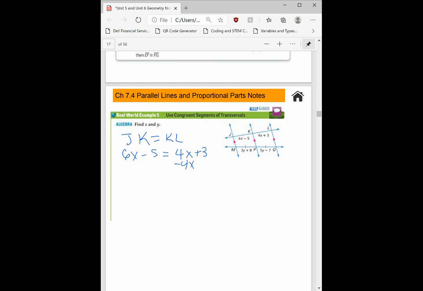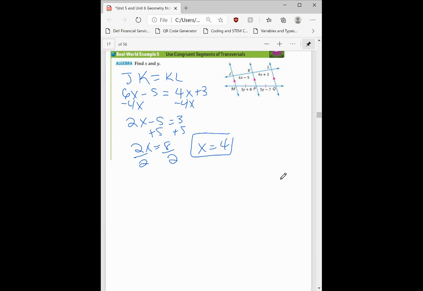So I'm going to subtract 4x, and I get 2x minus 5 is equal to 3. Add 5, and I get 2x is equal to 8. Divide by 2, I get x is equal to 4. There's my first value, x. Okay? We're going to use that same definition, and now we're going to say that MP is equal to PQ. Well, MP is 3y plus 8, and PQ is 5y minus 7. This was pretty easy just to put together.